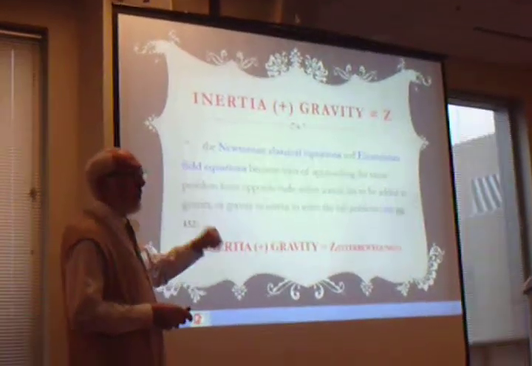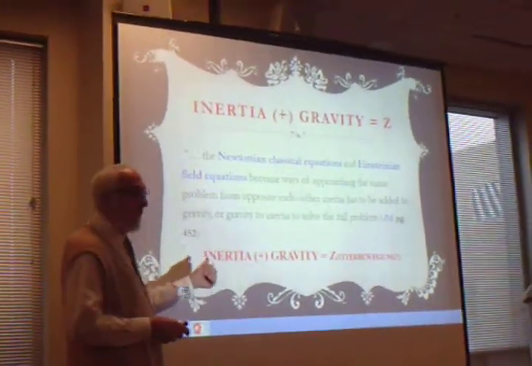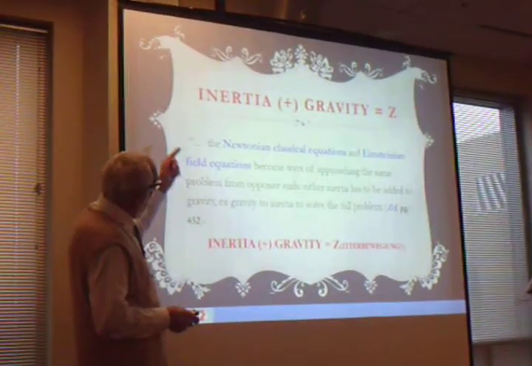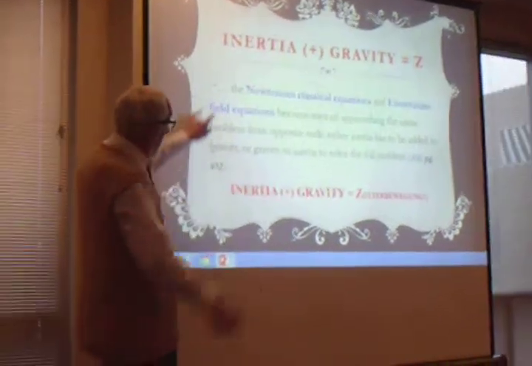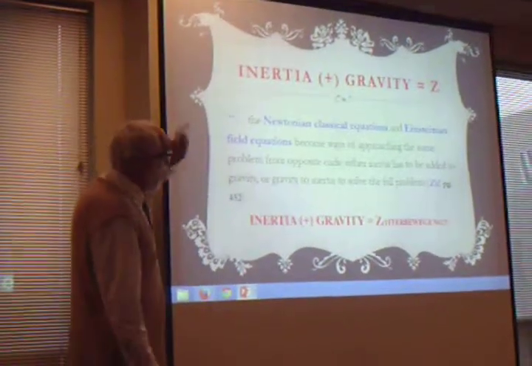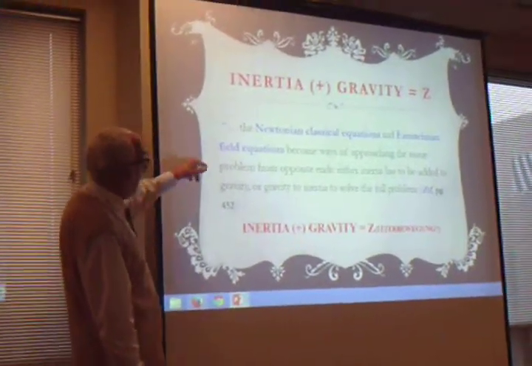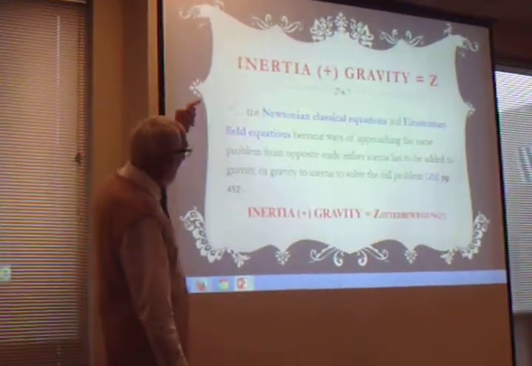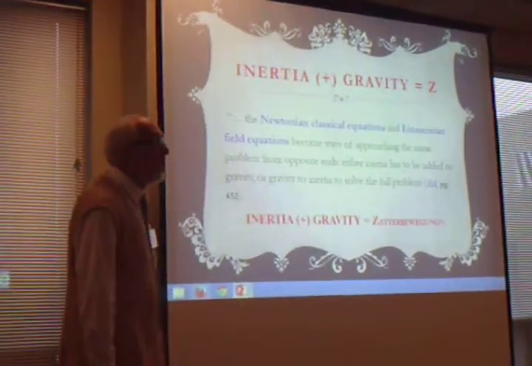This is how I apply Newton's third law and zero-totality to both inertia and gravity. And Peter, you said it. You said it in these words: the Newtonian classical equations and the Einsteinian field equations become ways of approaching the same problem from opposite ends.